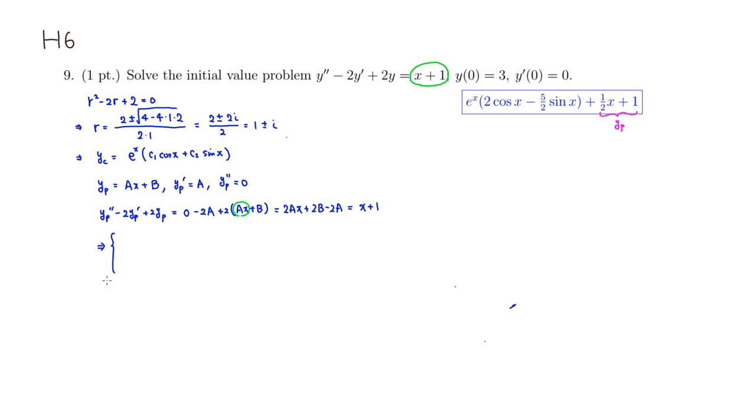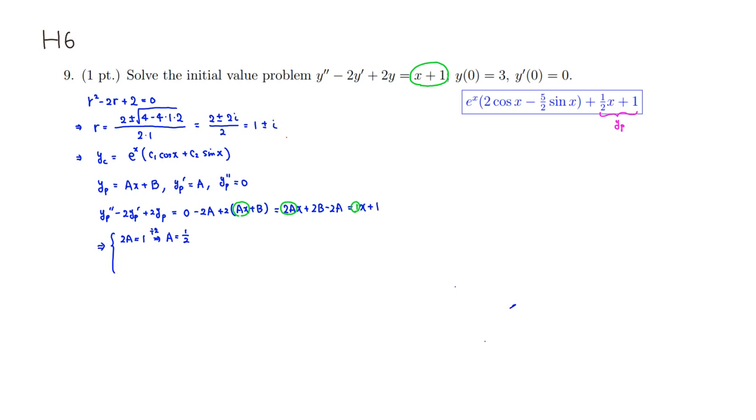So this will give us, just matching the coefficient of x. So we have to match 2a to 1, right? So we know that 2a is equal to 1. By dividing by 2, a is going to be equal to 1/2.